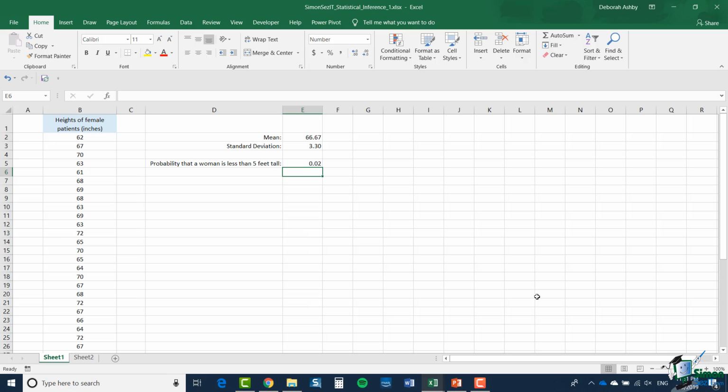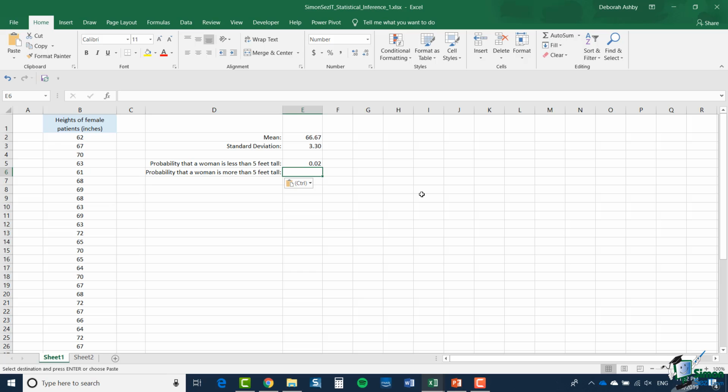And we find that on the basis of our sample, the probability that a woman is less than 5 feet tall is 0.02, which is 2%. Just as an item of technical information, with a continuous variable like height, as far as statistics is concerned, the probability of being exactly 5 feet tall is 0. So if you said, what's the probability that a woman is less than or equal to 5 feet, the answer will be the same figure.